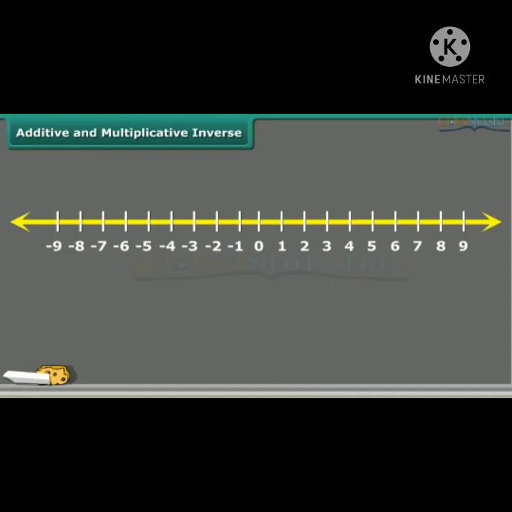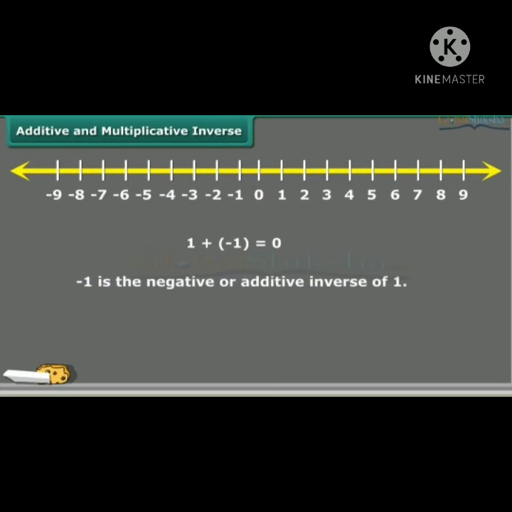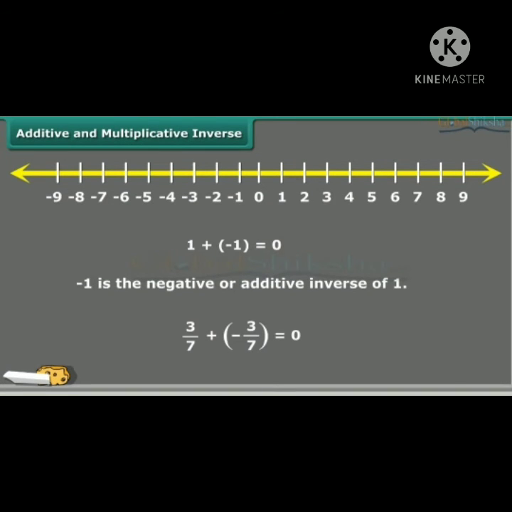You may come across negative numbers while studying. Is minus 1 the negative of 1? Yes, it is because 1 plus minus 1 is equal to 0. So we say that minus 1 is the negative or additive inverse of 1. Likewise, for any rational number, say 3 upon 7 plus minus 3 upon 7 equals 0, we can say minus 3 upon 7 will be its additive inverse.